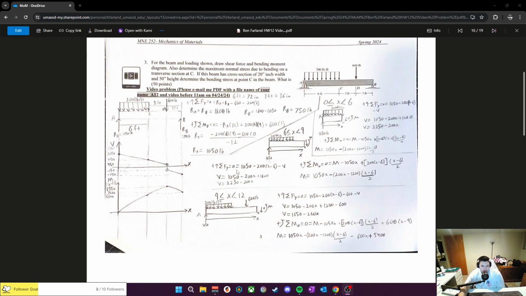The sum of the forces in the y direction is equal to 0, which is equal to 1050 minus 200 times (x minus 6), sorry, and then minus V, where again V is going to equal 2250 minus 200x, where at x equal to 6 it is 1050 and at x equal to 9 it is 450.